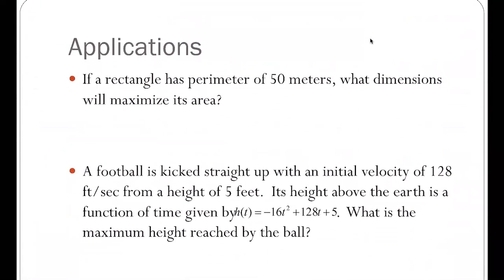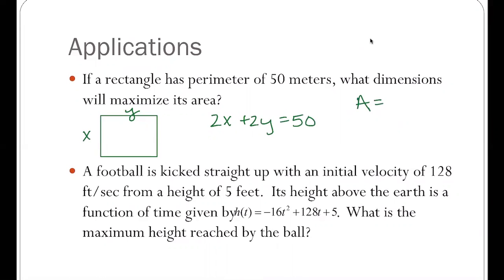So let's look at some applications. If a rectangle has a perimeter of 50, what dimensions will maximize the area? So we're going to talk about a rectangle, so I would draw a rectangle. It says it has a perimeter of 50. So if we think of this as x and this as y, we would have 2x plus 2y equal to 50. But we want to maximize the area. We want the biggest area that we can possibly have. The area of this rectangle would be x times y.